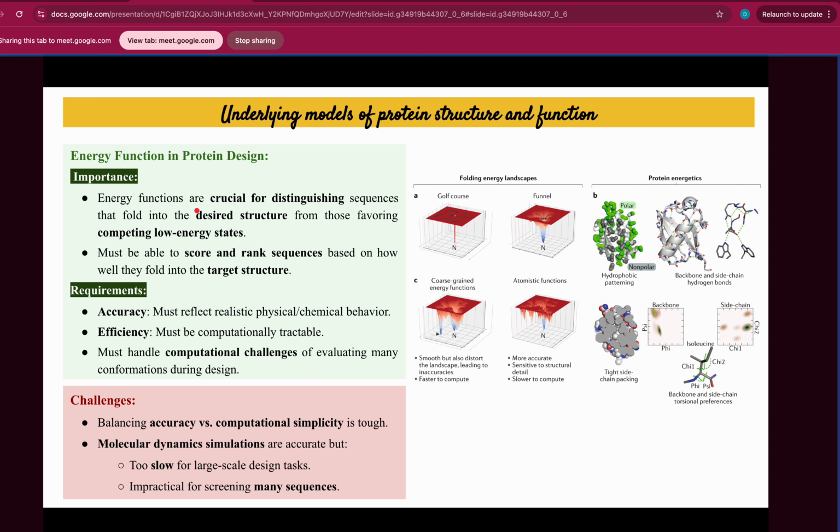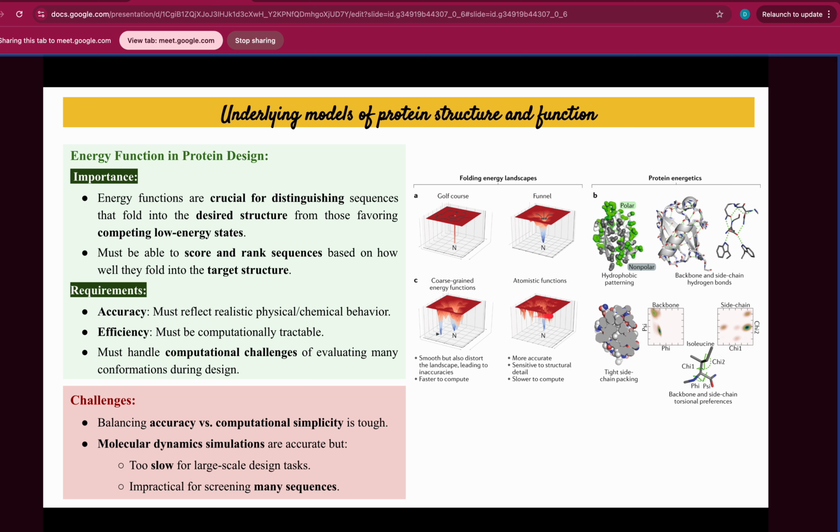So the importance is that the energy function is crucial for distinguishing the sequences that will fold into a desired structure from those favoring the competing low energy states. So we must be able to score and rank the sequences based on how well they fold into a target structure. So for example, if we have the backbone and the side chain torsional preferences, then we will see whether after bringing about some change, the conformation which the protein is adopting is stable or whether it is unfavorable.